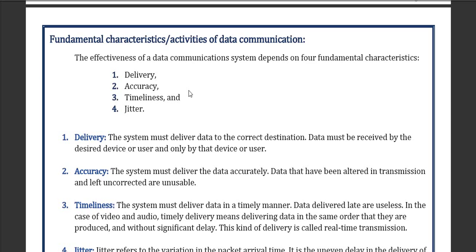Then timeliness. Timeliness means you send data at, suppose, 12 p.m., but he receives this data at 1 a.m. Is the timeliness okay? No. So timeliness is also a concern.